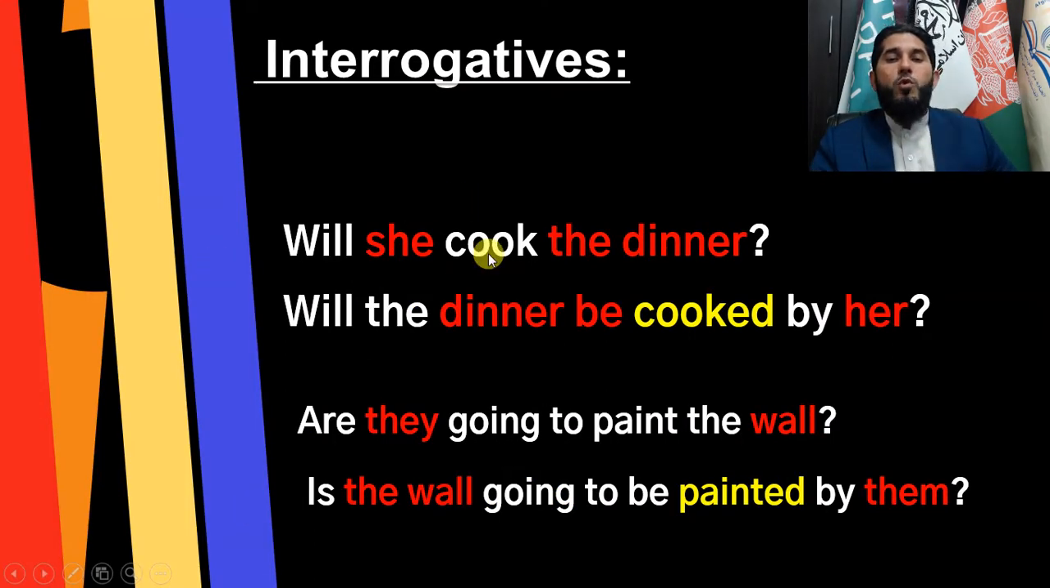Interrogatives. Will she cook the dinner? Will she cook the dinner? Okay, now you bring will at the beginning, then the subject, then the main verb in base form after will, and dinner is the object. So will she cook the dinner? And you want to change it to passive form, so will the dinner, see, the dinner was the object here, it became the subject here. Will the dinner be cooked by her?